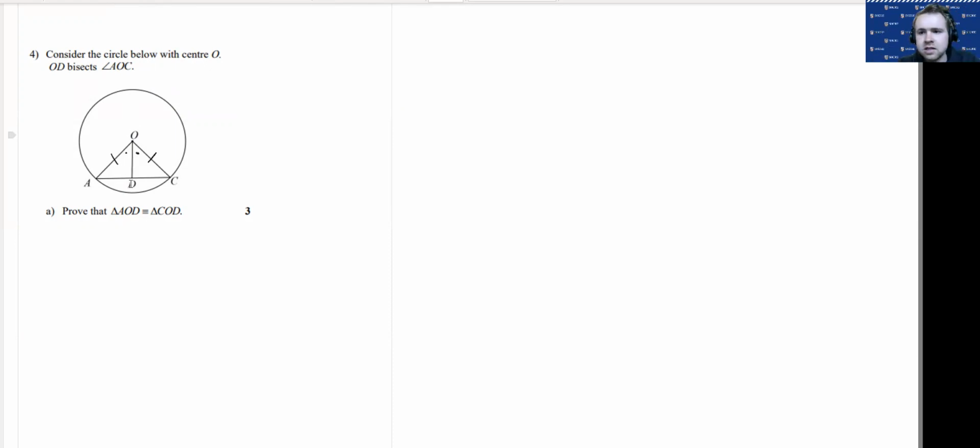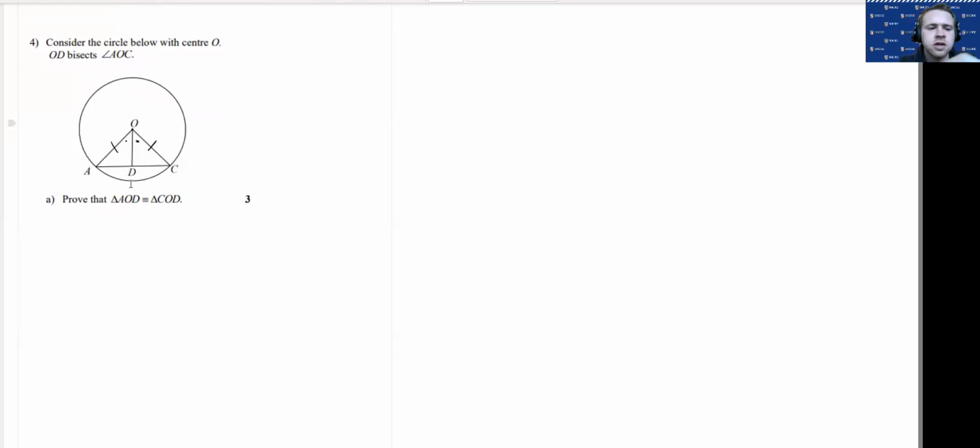I need to give a reason for each of those three pieces of information, and then a therefore statement saying why they're congruent. So for the first part, I can say that OA equals OC, and my reason is radii of a circle. Any radius, the distance from the center of a circle to any part of its outside, is going to be equal. So AO and OC are equal because they are radii of the same circle.